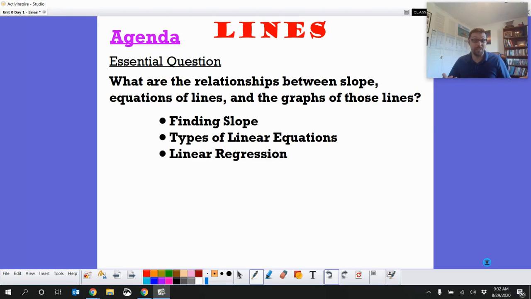The first one is all about lines. This was like chapter 2 of pre-calculus. We just kind of skipped over it because it's a little bit boring.